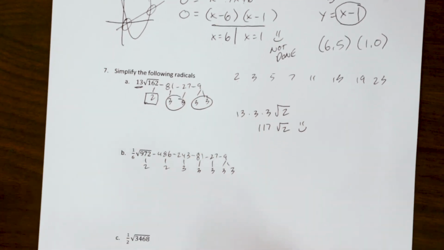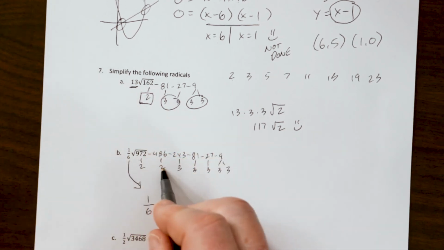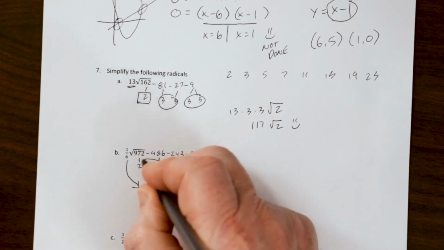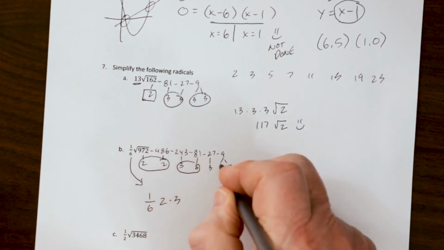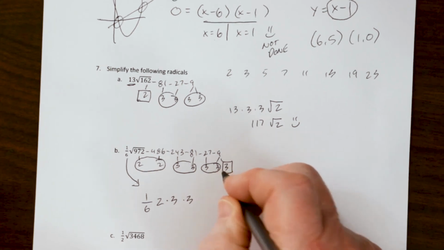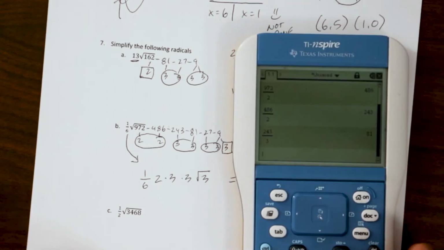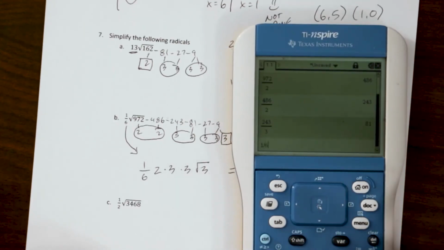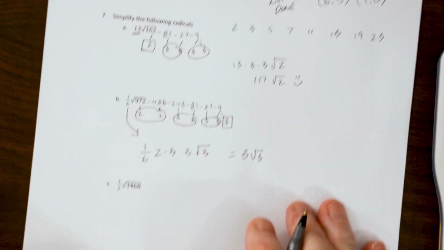Okay, so I bring down the 1/6. I have two 2s, so I can bring out a 2, circle the 2s. I have a 3, so I can bring out a 3. I have another 3, so I can bring out a 3. And then I have this one left over, square root of 3. So if you do 1/6, 1 divided by 6, times 2 times 3 times 3, you wind up with 3 square root of 3. That's all there is to it.